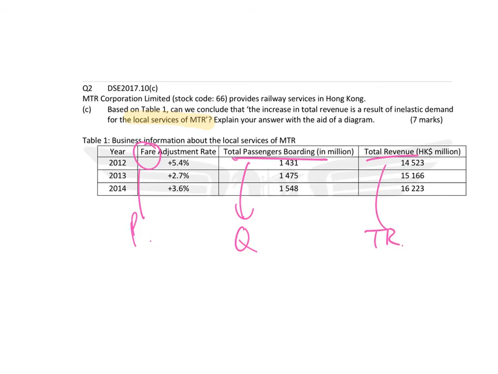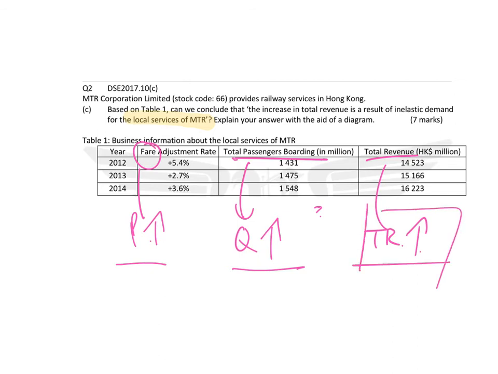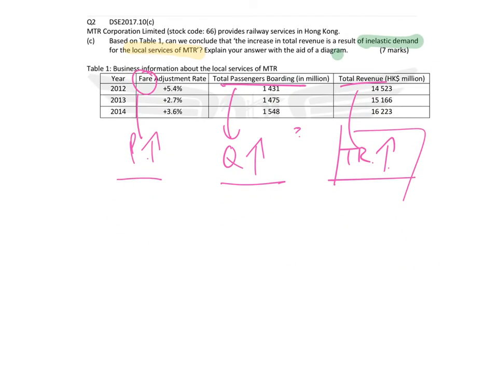So according to the table, we can see that the fare keeps increasing, although the increasing rate is different, but all of them are increasing. So when the price increases, let's check what happened to the quantity. 1431, 1475, 1584, we can see that all of them are increasing, and total revenue is also increasing. Okay, so according to what we learned, why do P and Q increase together? Okay, that's a question. But we can conclude that if P and Q increase together, of course total revenue increases. But the question asks us, is that because of inelastic demand? So let's go back to our logic to find out whether that is correct.